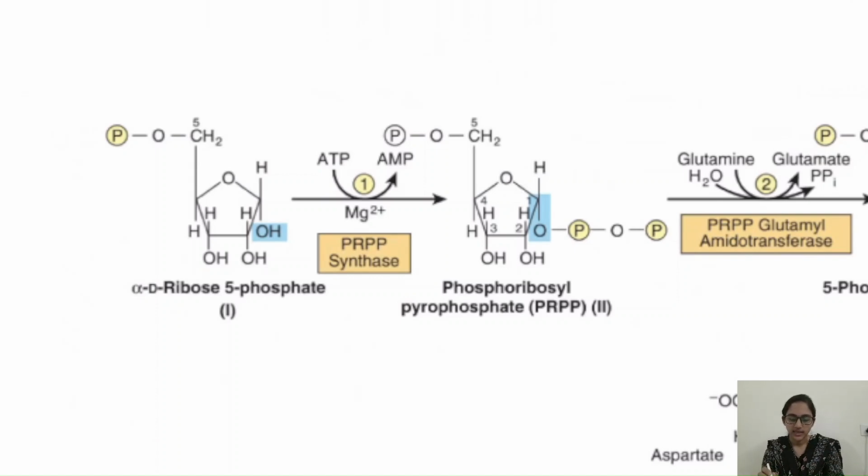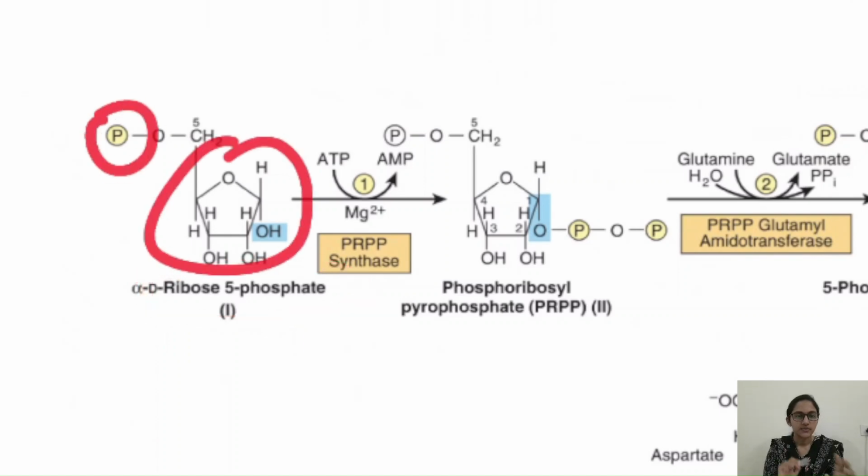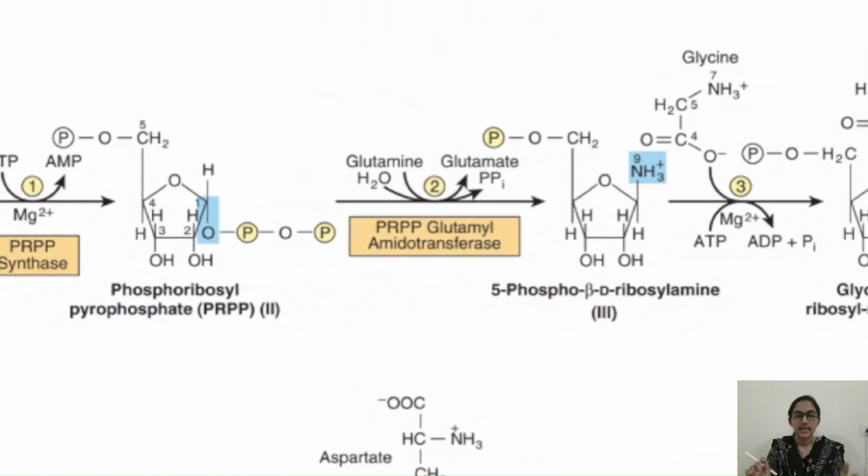So the first step, as we have already seen, we have the ribose 5-phosphate. To the ribose, a phosphate is present. To the OH group of this ribose, in the first position, we are going to add 2 phosphates. That structure is called phosphoribosyl pyrophosphate, and the enzyme is PRPP synthase. It uses magnesium, and of course ATP will be utilized here. And what is the second step? The second step is going to be the committed step here.